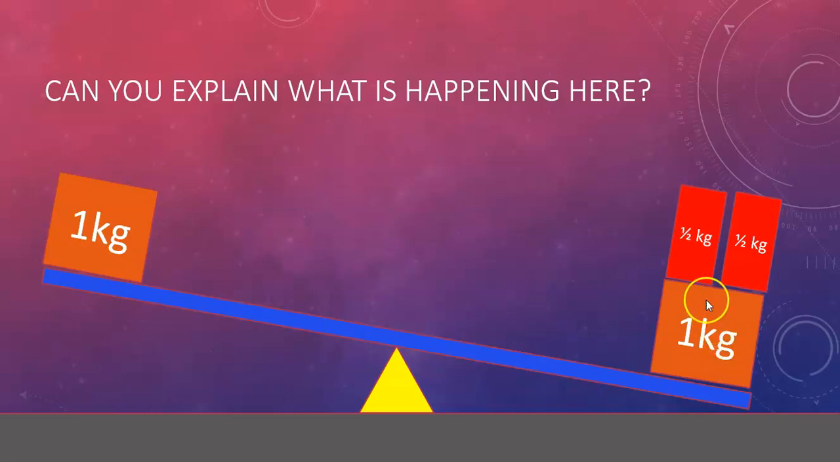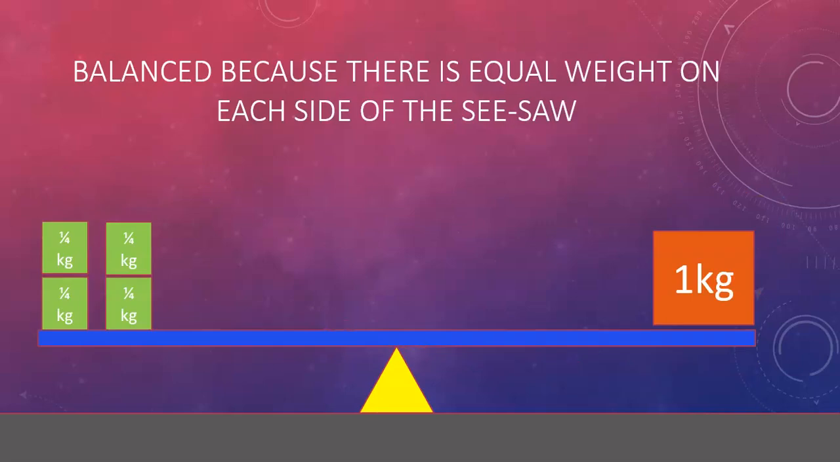But the right-hand side also has 2 red blocks. We know from the last seesaw that a red block is equal to half a kg. So 2 red blocks is equal to 1 full kg. So this is 1 kg and the orange block is 2 kgs on the right hand side. 2 kgs is heavier than 1 kg. Is this seesaw balanced? Yes, it is balanced because there is equal weight on each side of the seesaw.